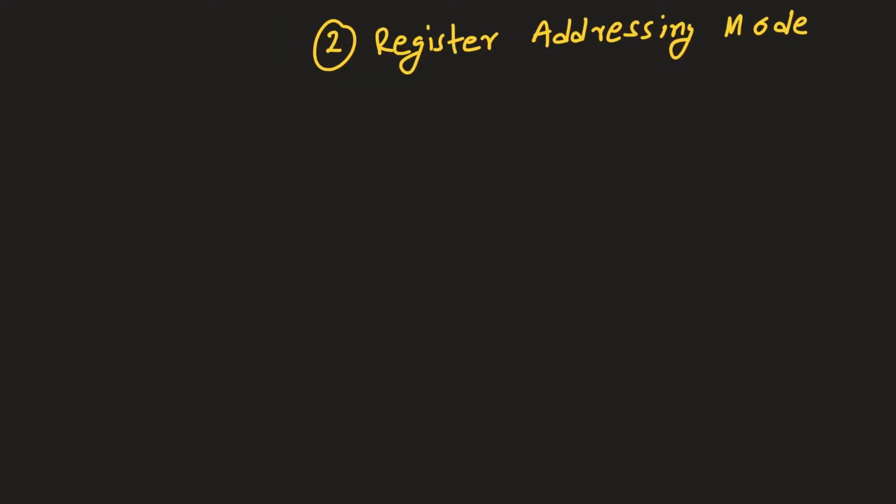The next addressing mode is register addressing mode. In this type of addressing mode, only the name of the register is mentioned in the instruction. These are a few examples of register addressing mode. As can be seen from the 3 examples, the names of the registers are mentioned.